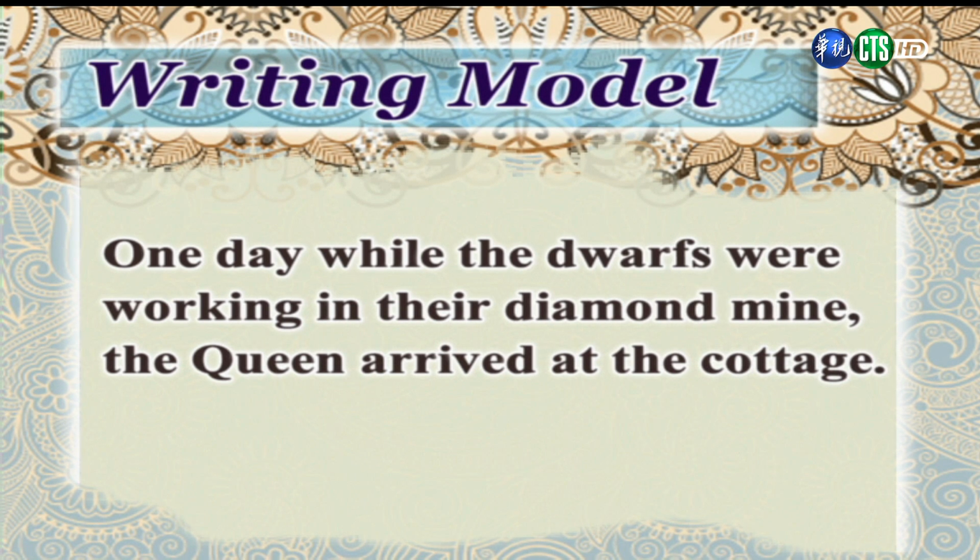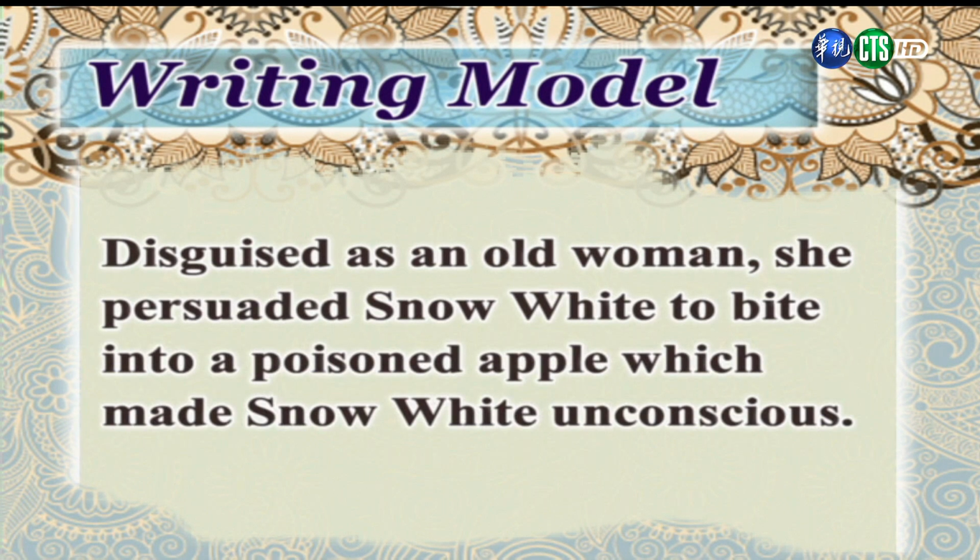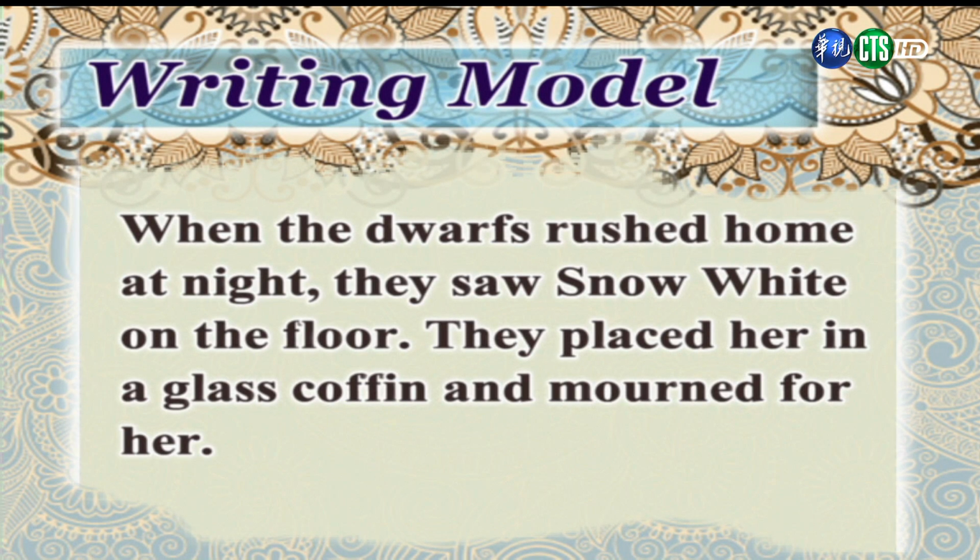趁着有一天，小矮人出门去逛钻石矿山采矿时，王后就到达了这个小屋。Disguised as an old woman, she persuaded Snow White to bite into a poisoned apple, which made Snow White unconscious. 她假扮成一个老妇人，引诱白雪公主一口咬下有毒的苹果，于是白雪公主就不省人事地昏了过去。When the dwarfs rushed home at night, they saw Snow White on the floor. They placed her in a glass coffin and mourned for her.